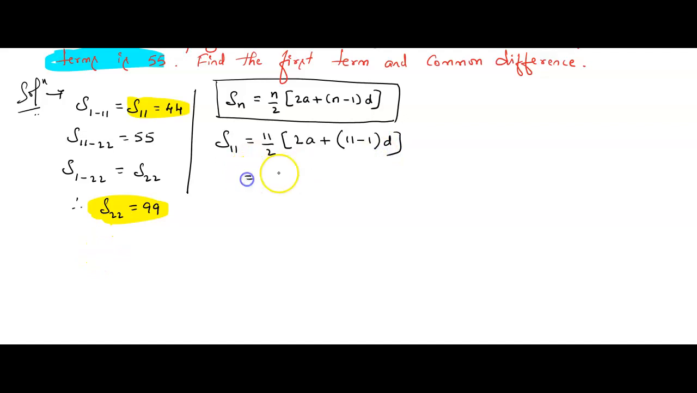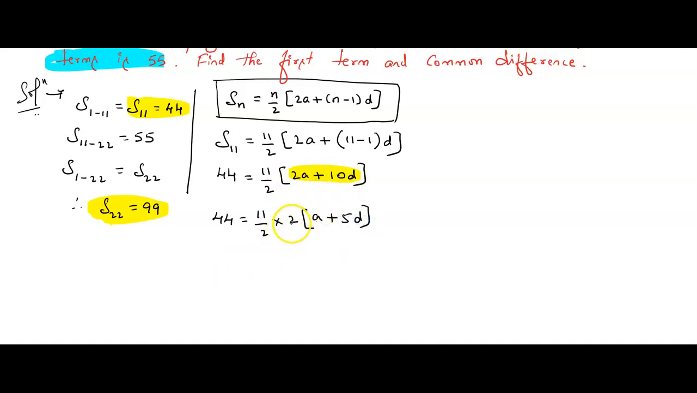Got it? Then 11 by 2. What is the sum of 11 terms? That is 44 is equal to 11 by 2, it will not get cancelled, keep it as it is, into 2a plus (11 minus 1) is 10d as it is. Now 44 is equal to 11 by 2 into 2a plus 10d. Can you see this? In this 2a plus 10d, shall we take 2 as common? If we take 2 as common factor, what is left out? a, since 2 times a is 2a, plus 2 into 5, that is d.